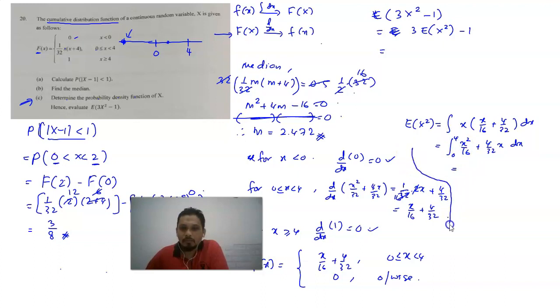Okay. So integrate this with x to the fourth over 4 times 16, equal to 64, plus x cubed over 3 times 32, equal to 96, from 0 until 4. So the first one here now, 4 to the fourth, minus 0.